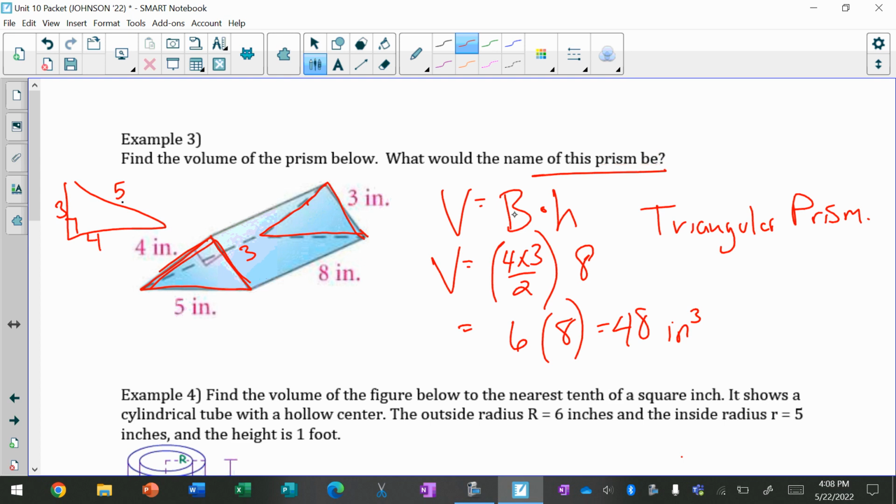Now, I guarantee that some of you will look at this on a test or quiz and be like, Mr. Johnson, there's a rectangle on the bottom. Isn't the area of the base just 5 times 8? No. And when we talk about what's called a prism, the bases are the 2 shapes that are congruent to each other and are parallel to each other. There is no other side that is a 5 by 8 rectangle. There's a 3 by 8 rectangle, there's a 4 by 8 rectangle, and there's a 5 by 8 rectangle. Then you have 2 triangles in the front and the back that are exactly the same size. Those are the bases. All right.